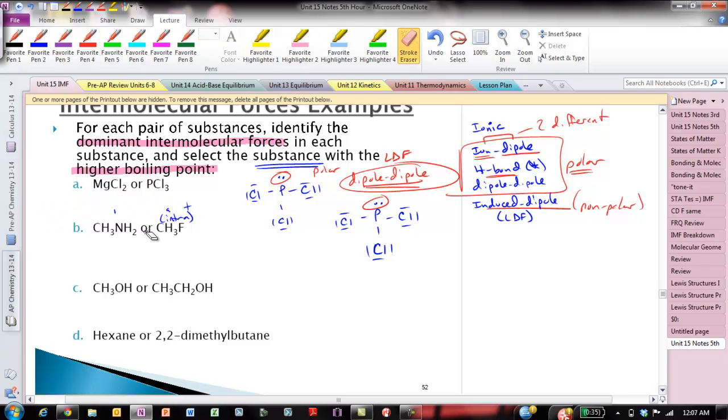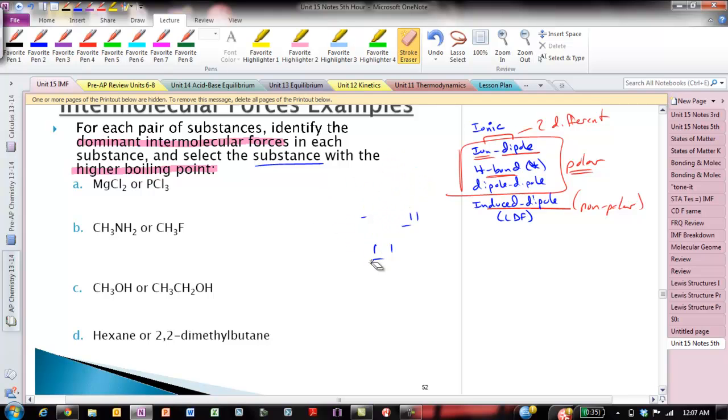Alright? So you gotta look out for ionic. Ionic kind of is the king. It kind of trumps everybody. It's not really an intermolecular, it's kind of different that way. The other thing with ionic is you gotta look for network covalent. That's covalent compounds kind of acting like ionic. So we've got CH3, or NH2, so I'm going to draw that, CH3, NH2.